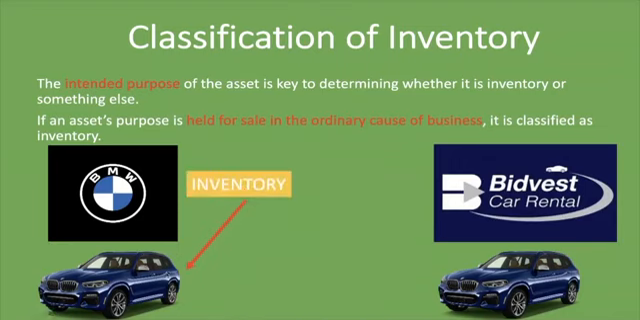But what about Bidvest Car Rental? What does it do? Does it buy BMWs so that it can sell them? No, that's not the intended purpose. They buy these cars so that they can hire them out. That means they will not classify these cars as inventory. What will they classify them as? They will classify them as property, plant, and equipment, or what we know as PPE. So what you can notice here is that whatever the purpose is for having that asset will determine what you classify it as. Don't forget that. Always look at the intended purpose.